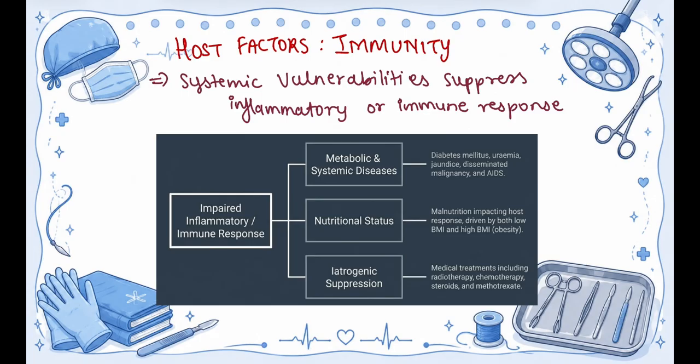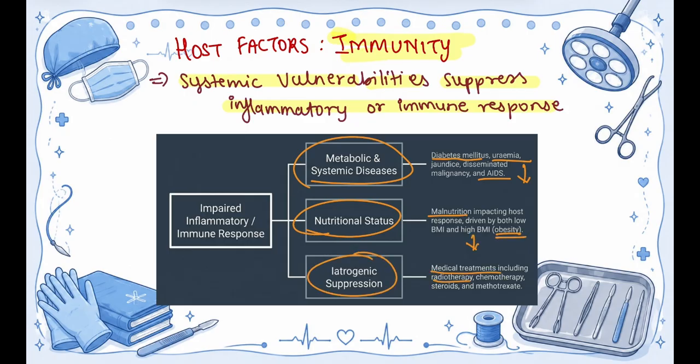We now shift focus to the denominator of our original equation. This is the host's own immune resistance. Certain systemic vulnerabilities will completely suppress the body's inflammatory response. Metabolic diseases like diabetes, uremia, and AIDS drastically reduce defense. Nutritional status matters greatly too. Both severe malnutrition and severe obesity weaken the host. Additionally, standard medical treatments like chemotherapy, radiotherapy, or steroids cause profound iatrogenic immune suppression.